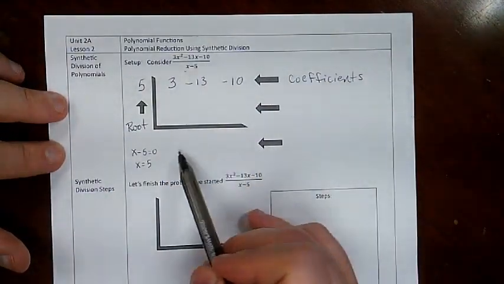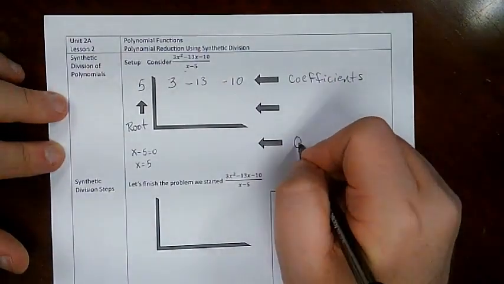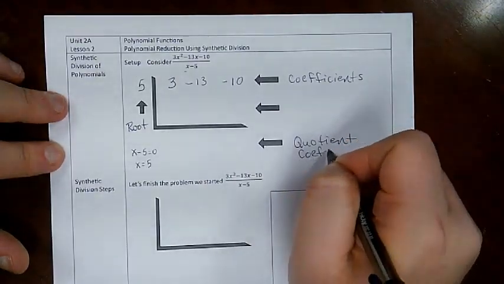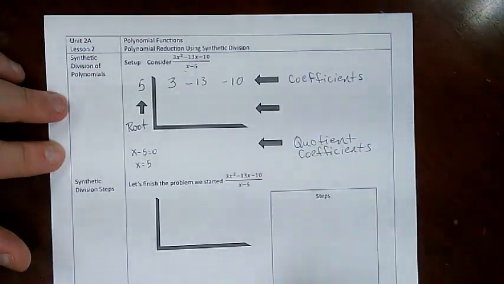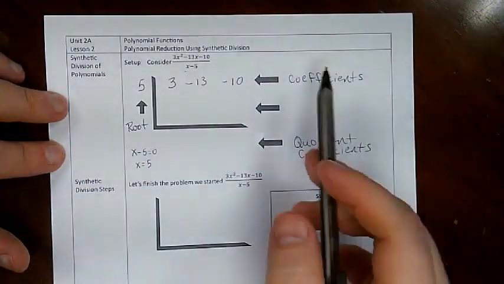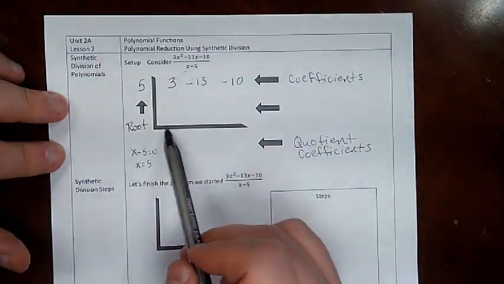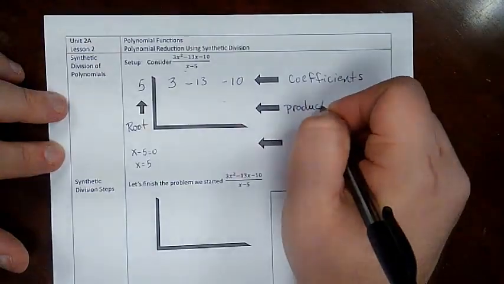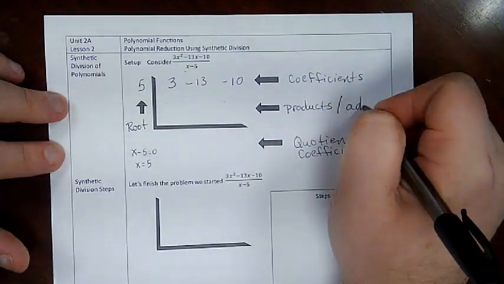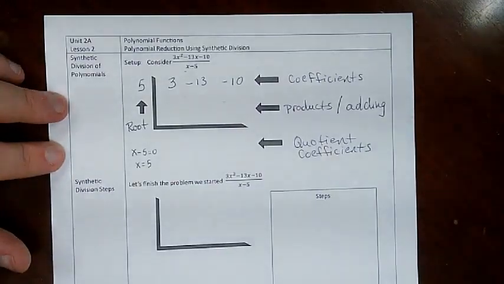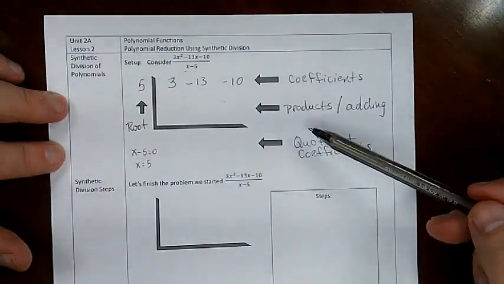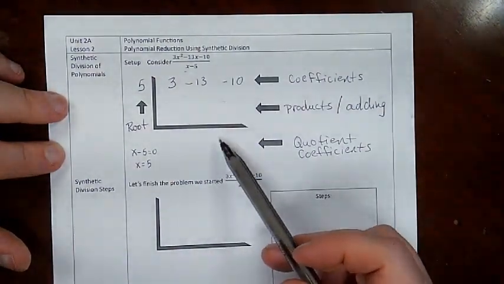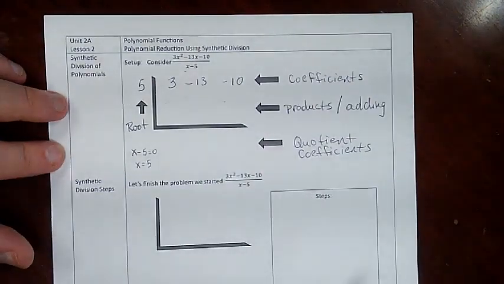Now, along the bottom is going to be my solution, which I'm going to call my quotient. But again, it's only going to be coefficients, so I need to be mindful of what that looks like. This middle line here is going to be some products that I'm going to be adding. Now, once we get into the process, some of these will make more sense, but this is where that information goes. At this point, I don't know what that is, so I can't write anything there.